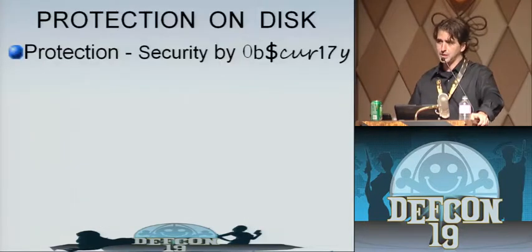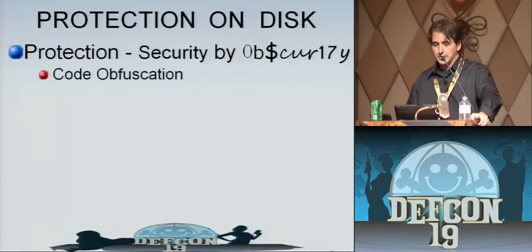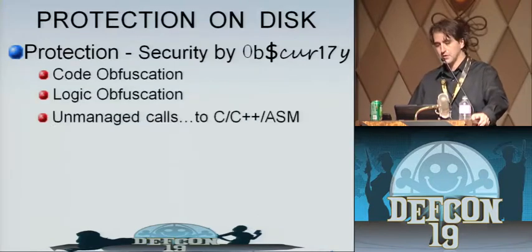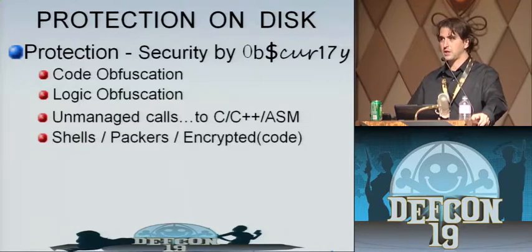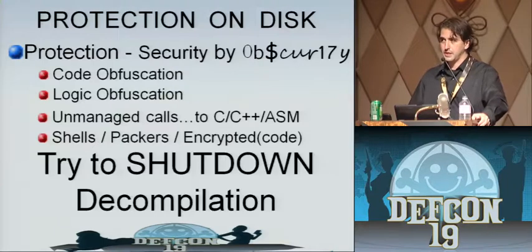So, security by obscurity. This is what every single person that has heard Microsoft say, this is how we're going to protect you, will say. There's code obfuscation, there's logic obfuscation or crazy obfuscation. There's unmanaged calls that Microsoft uses a lot of the time. There's shells, packers, all of these things. This all shuts down decompilation or slows it down to a lesser extent.